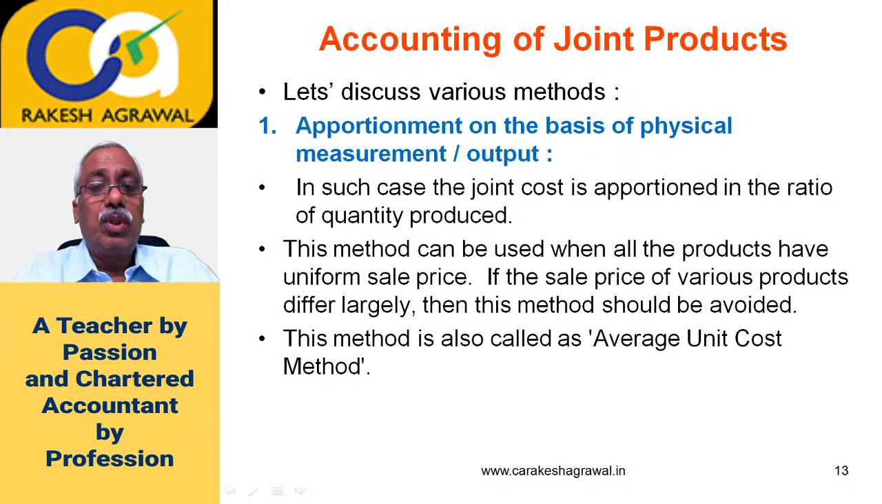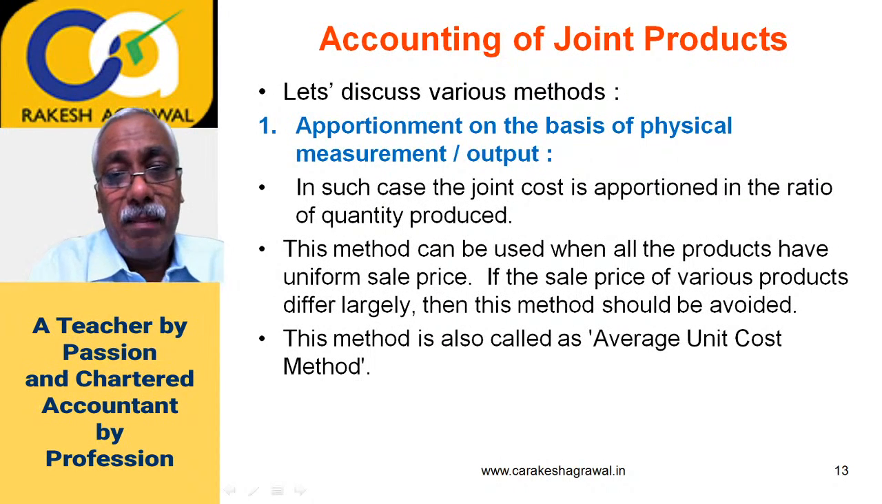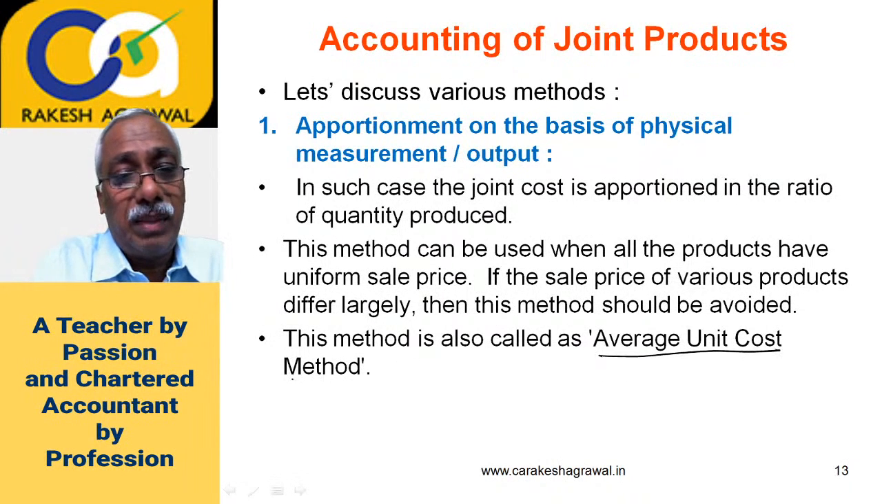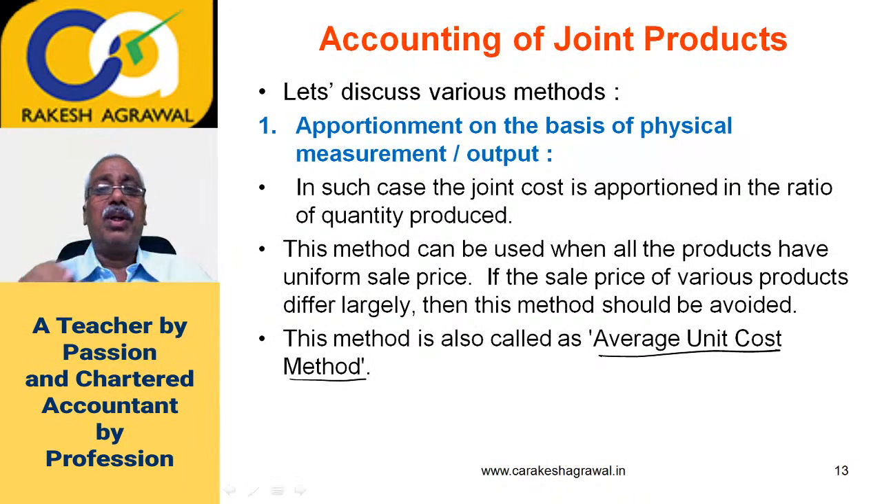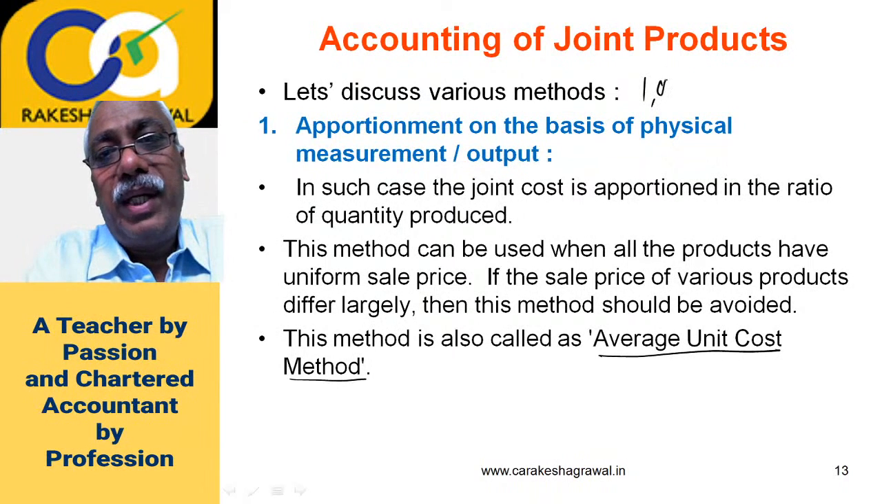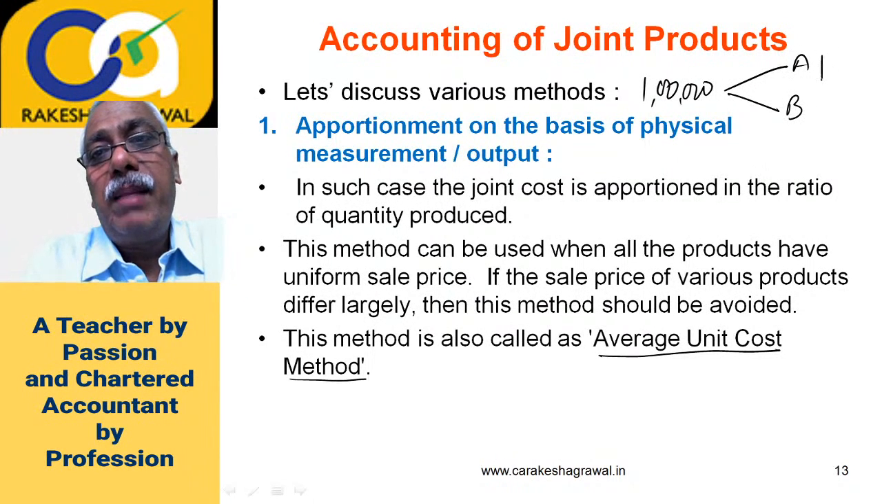Now this method is also called the average unit cost method. The Institute has given a new name to this: output method or physical measurement method. The same method is called by one more name, average unit cost method. My dear friends, from where this word has come, I'll tell you. Suppose this 1 lakh is a joint cost, and there are two joint products A and B, and the quantity produced is 10,000 and 5,000.